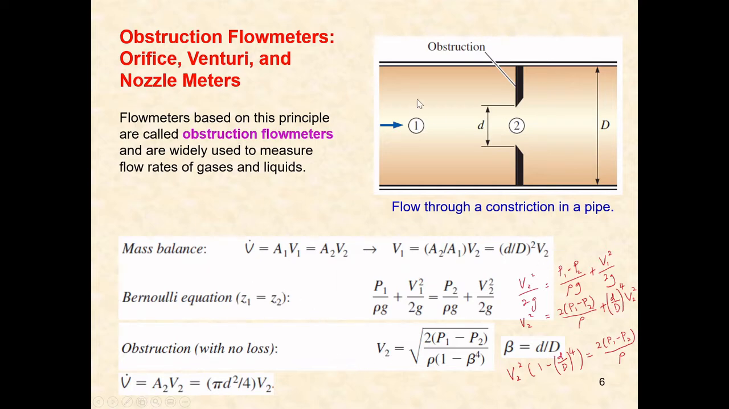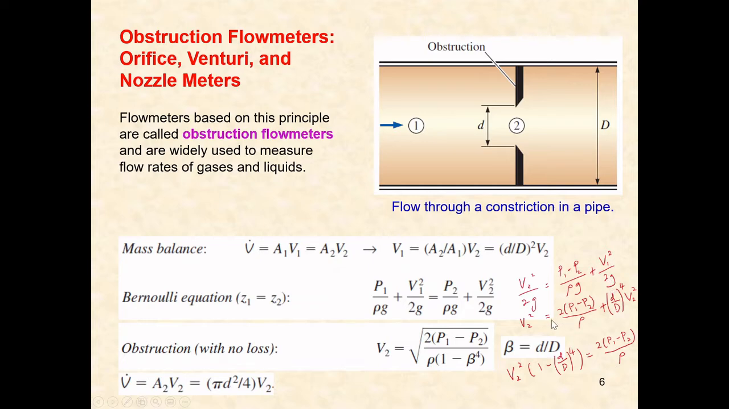Then we can write a Bernoulli equation for point 1 and point 2, which is given by this form. We can see that Z1 equals Z2, so Z1 and Z2 cancel out, and then we can rearrange for the velocity at point 2. So what can we do? We just take this part, put it here, and it equals P1 minus P2 over rho g plus V1 squared over 2g.